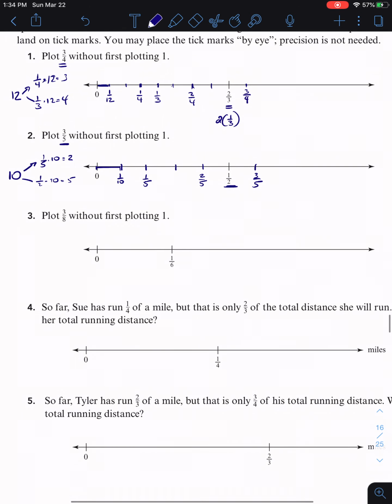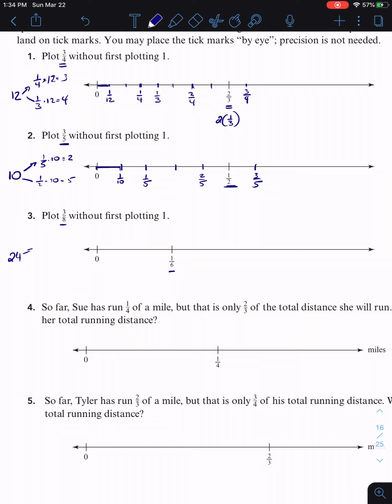So let's look at number 3. We want to look at 8ths and 6ths. Well, 8ths are not a good number to look at 6ths, but let's try 16. 16 is not a very good number to look at 6ths. How about 24? 24 we can look at 6.